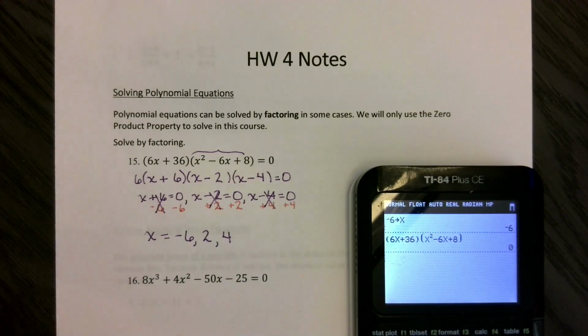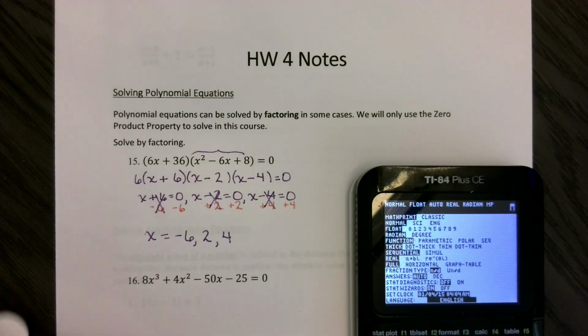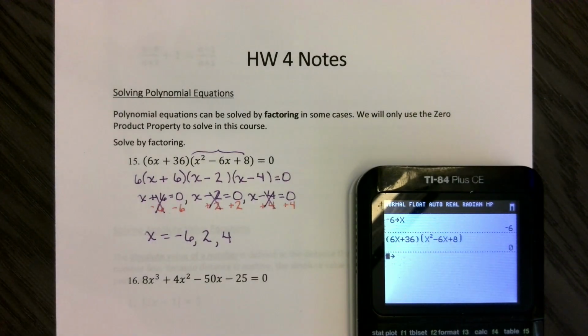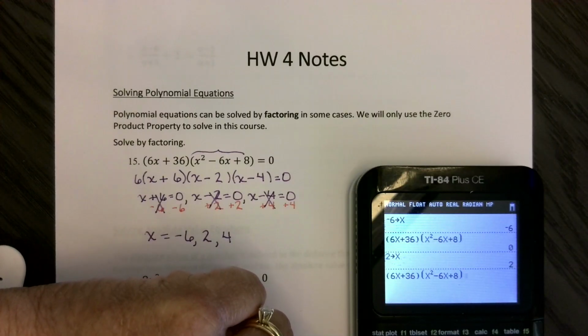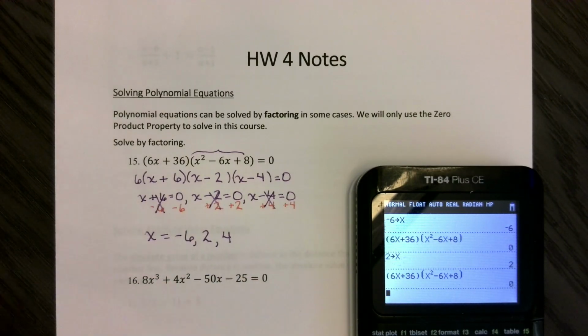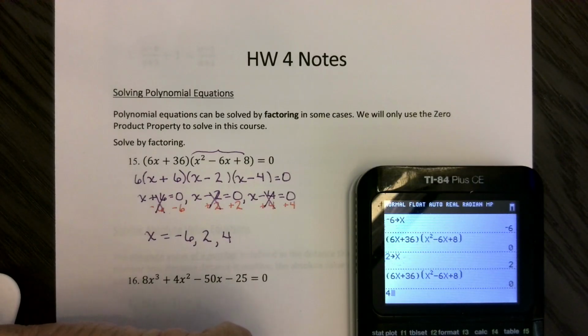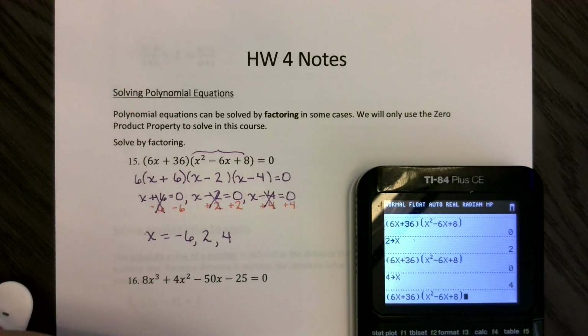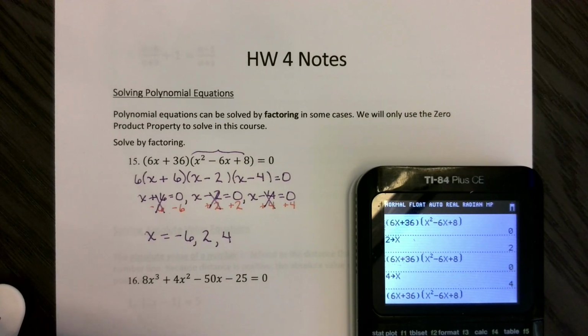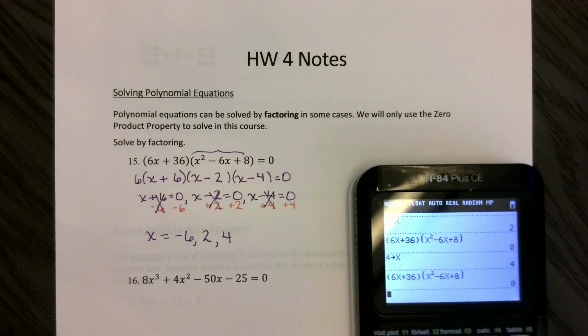Now, at this point, it's easy to do 2 and 4. I can say 2 store x. Whoops, let's try that again. 2 store x, hit enter. Now it's going to take 2 and plug it in. I'm going to bring it back up, and notice I get 0, so that one's right, and 4 store x. Bring that back up. You can actually go up and highlight. Either way, you get 0. So all 3 of those are right.